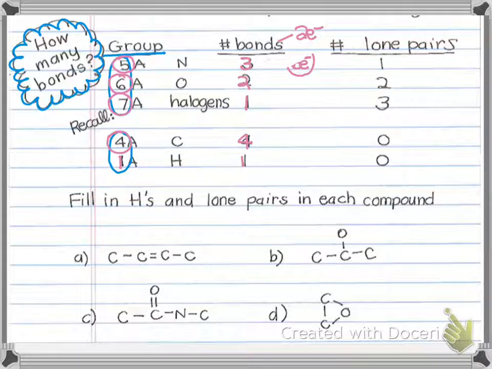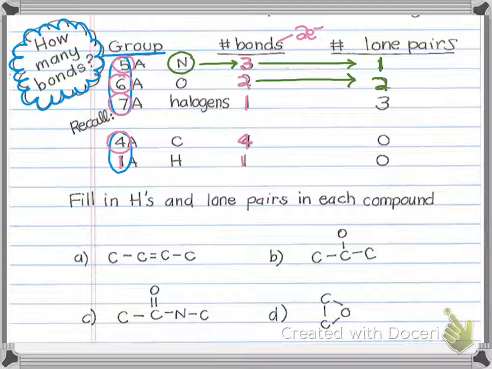So what makes the octet, or the 8 electrons, is the lone pairs. With 3 bonds, you would also need 1 lone pair. So we predict nitrogen has 3 bonds and 1 lone pair. Oxygen, if it has 2 bonds, that would be 4 electrons, so it would need 2 lone pairs. So when we see oxygen, we predict that it will have 2 bonds and 2 lone pairs.